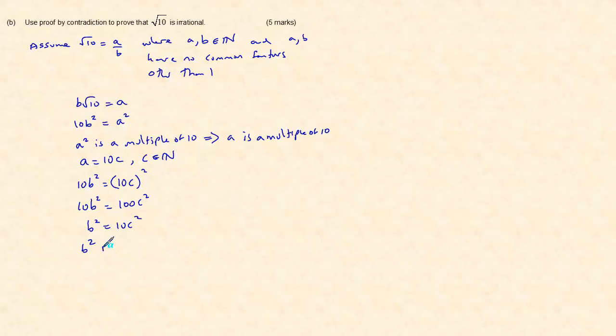So b squared is a multiple of 10, which implies b is a multiple of 10. And at that point we have a contradiction, because we said up here there were no common factors, but now we can see there's a common factor of 10. And so all we need there is a closing statement.